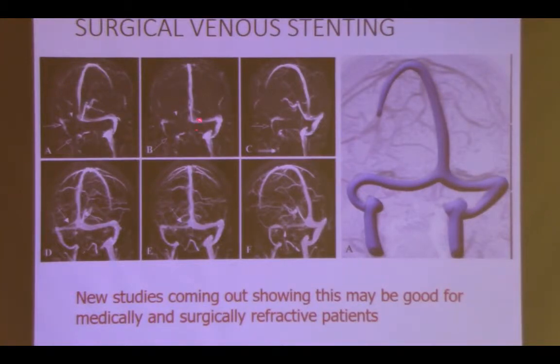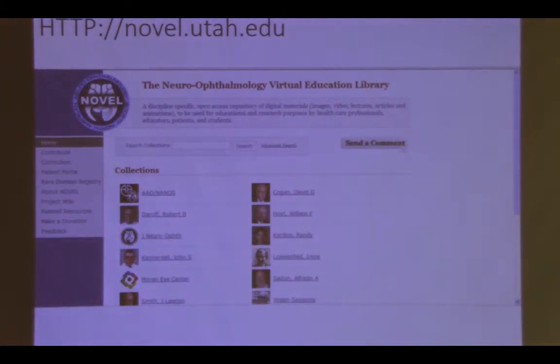The stenting is a procedure where they go in and put a stent. Sometimes people who have high pressure have narrowing of their venous sinuses, and the idea is to open up the venous sinus, but you're adding a foreign object into your vein, and then they can get little stenoses elsewhere. But it is a procedure that has been done for people who have been refractory to all types of therapy. You can find more information on the NOVEL website.